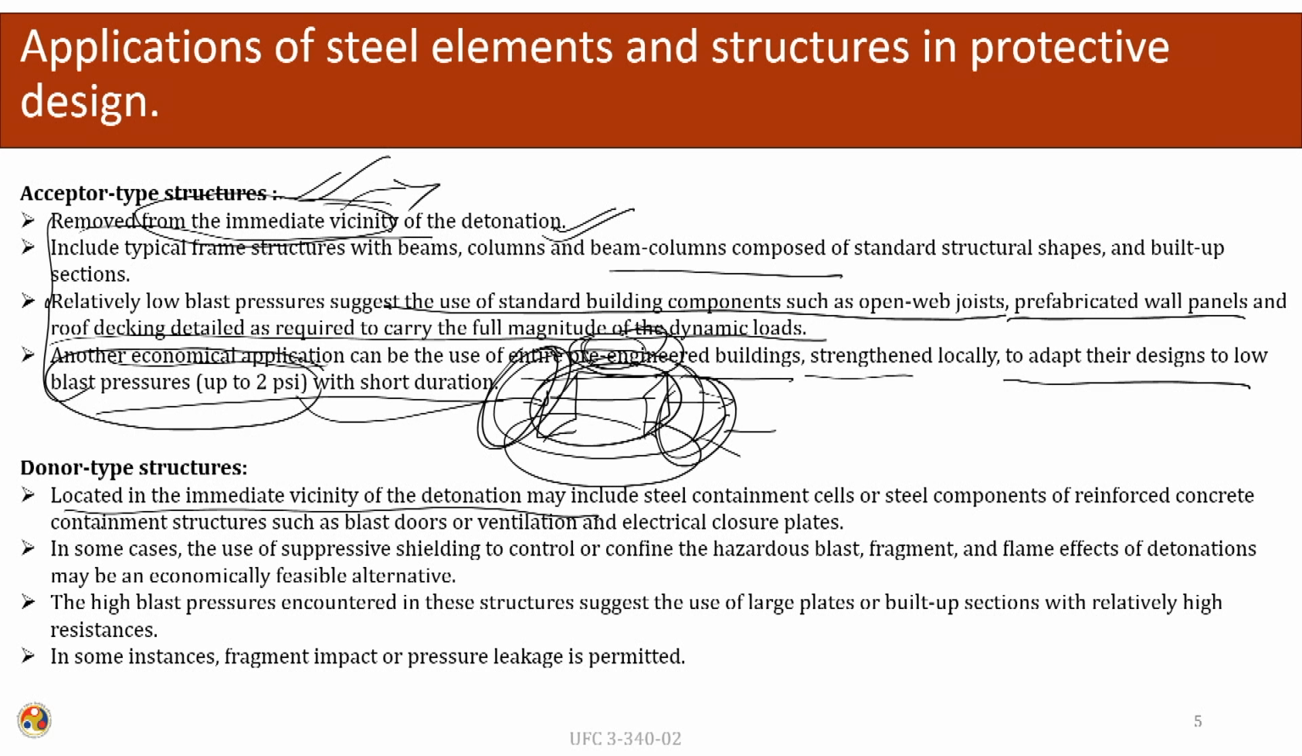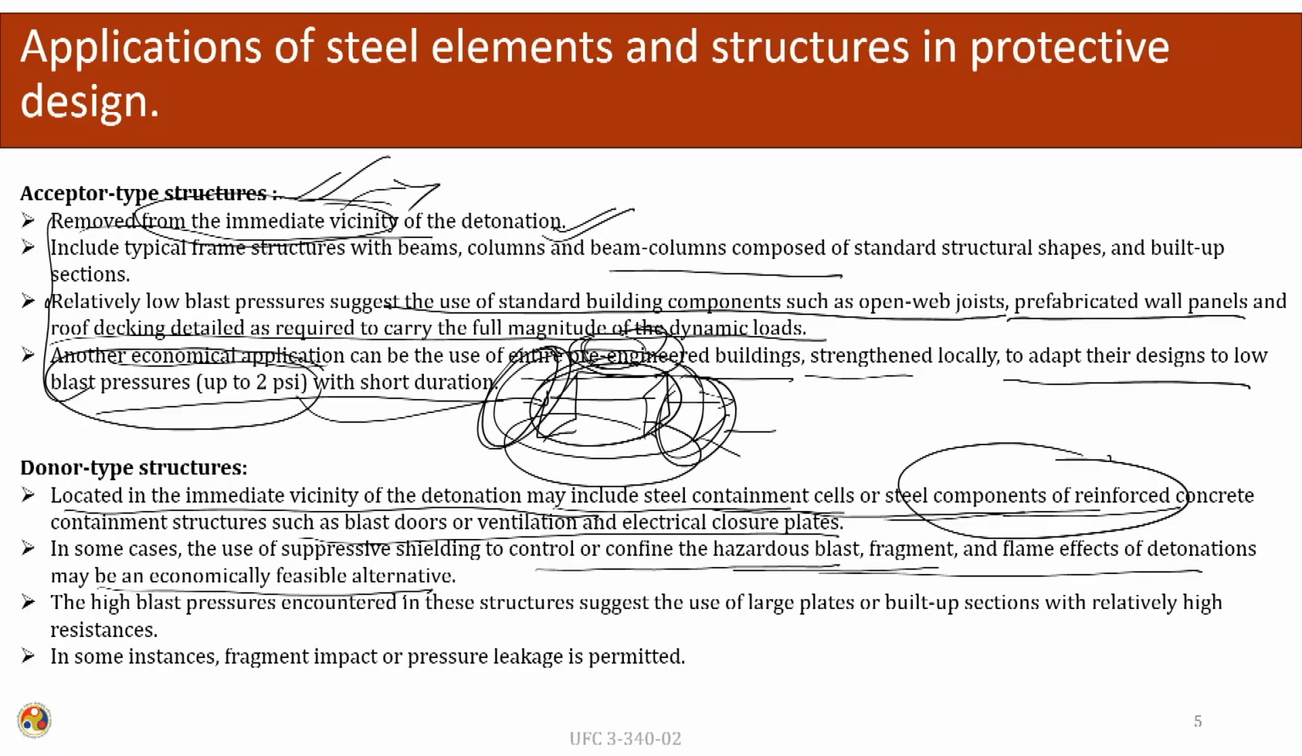The donor type of structure, they are located in the immediate vicinity of the detonation. And they are normally made of steel containment cells or steel components of reinforced concrete containment structures such as blast doors or ventilation and electrical closure panels. It means that they are hardened types of structures. In some cases, the use of suppressive shielding to control or confine the hazardous blast, fragment and flame effects of the detonation may be an economically feasible alternative. So, they are also shielded, to control the effects of the blast or the fragments.